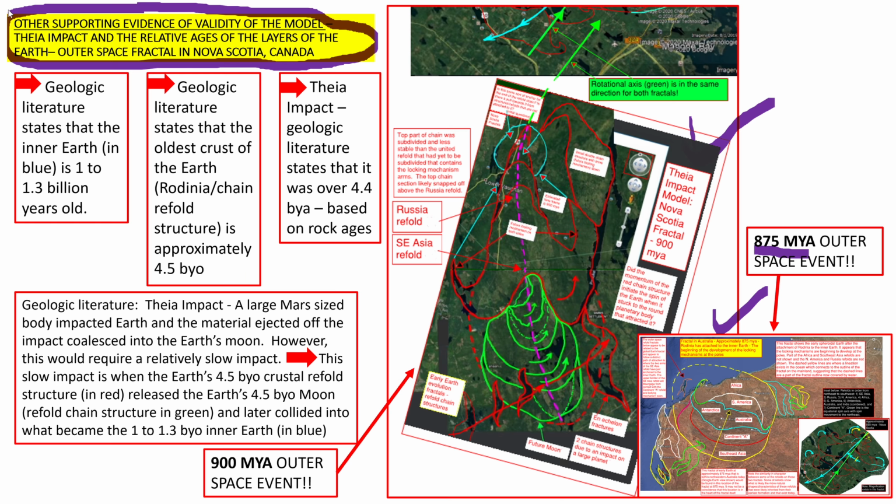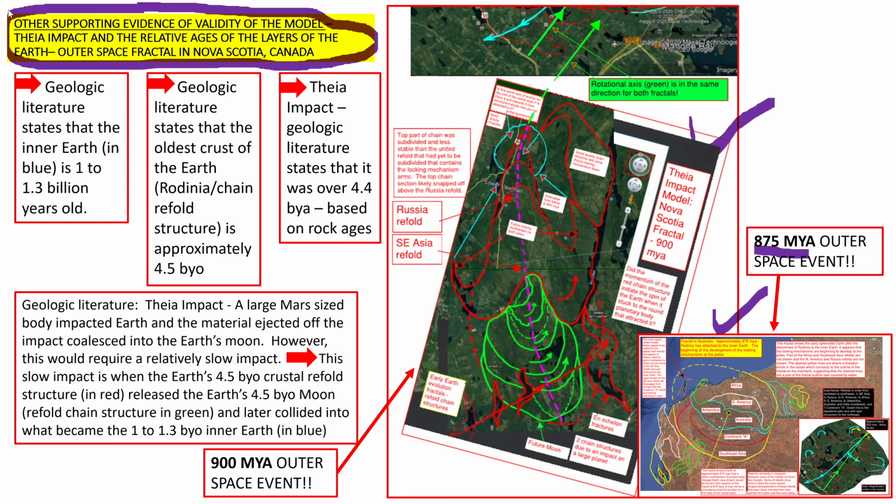Basically, this fractal in Nova Scotia is showing Rodinia in red with the arms going up as it's releasing the moon in green. Rodinia is going to make that journey towards the inner Earth, which is shown in blue. And then that inner Earth is shown in the lower fractal, the 875 million year old fractal, and the subdivided structure of Rodinia is shown as those subdivided colored bordered refold structures that have now attached to the inner Earth. So let's read these text boxes here.